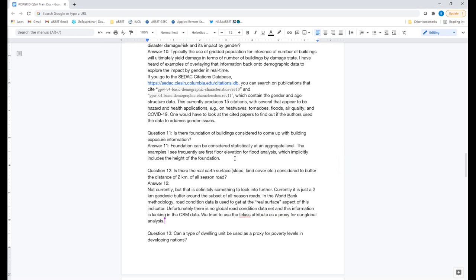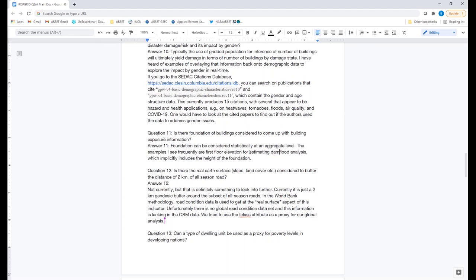Well, as I expressed, you can develop the building exposure data at many different scales. But for this sort of aggregated view, in general you want to get the factors that are most directly applicable to the peril that you're trying to analyze. I have seen, frequently, first floor elevation be very important when estimating damage from flooding. So in that case, the foundation is considered a bit.